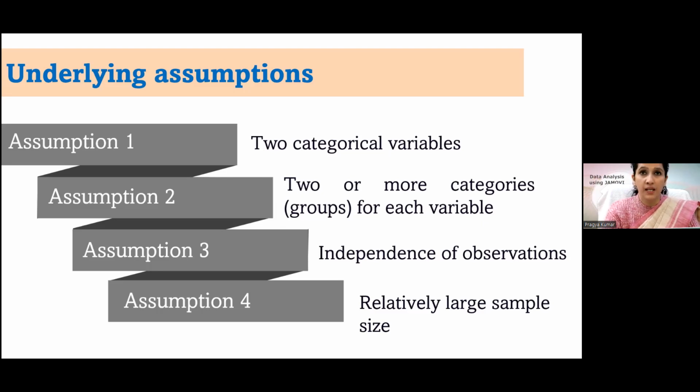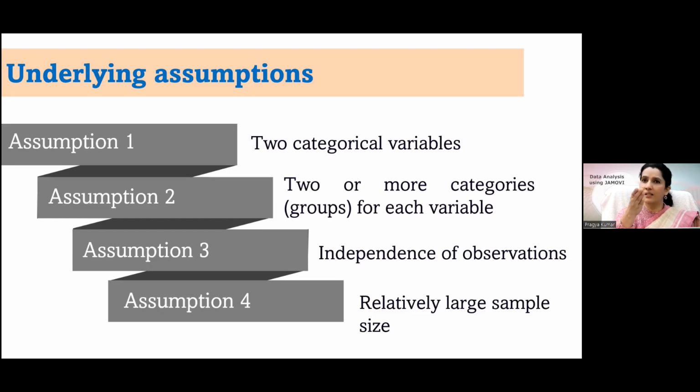So somebody has asked regarding two or more categories for each variable. Yes, generally whatever categories we select, that should have it. You cannot have only a single category. That is understood, because then in a 2 by 2 contingency table, the other cells will not be populated.